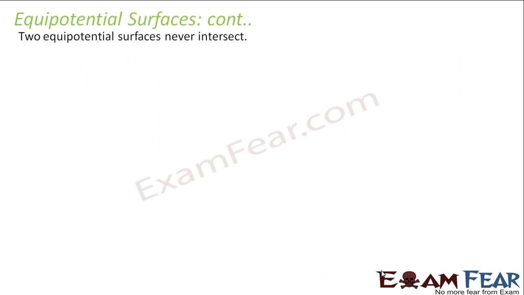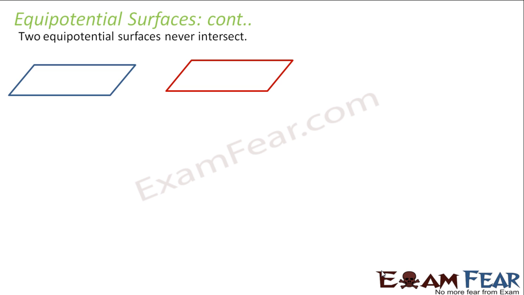Now, let us look at the third fact, which says that two equipotential surfaces never intersect. They cannot intersect ever. Why can't they intersect? Let us suppose these are two equipotential surfaces. So what do we know? In an equipotential surface, the potential is same everywhere. That means, let us suppose this surface has potential V1, this surface has potential V2. So each point on this surface will have V1, each point on this surface will have V2.